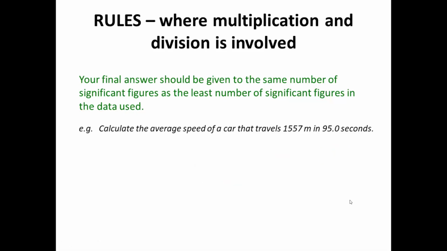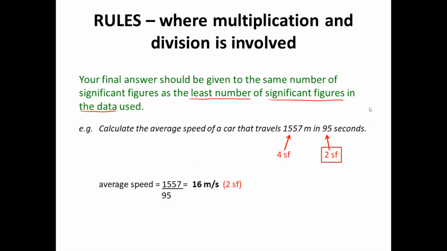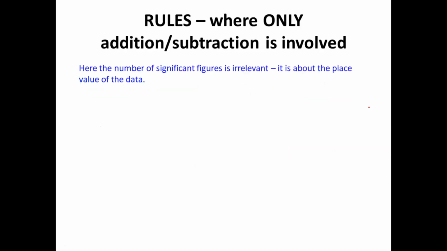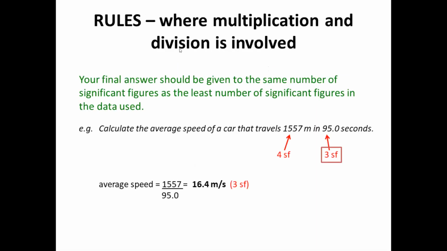Let's have a go at another one. So see the difference in here. This is still 4 significant figures, but now it's 3. So in this case, 3 significant figures is the least number of significant figures in the data used, right? If you compare with the previous one, here it was 2. Here we've got 3. So for 3 significant figures, the same answer gives you 16.4. So that was for multiplication and division.